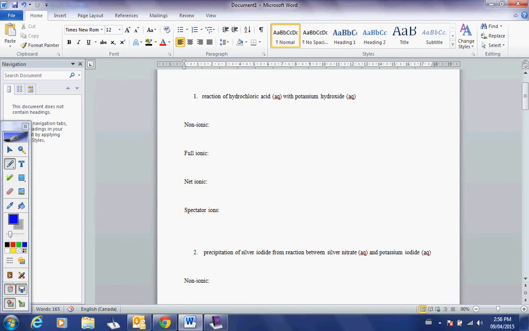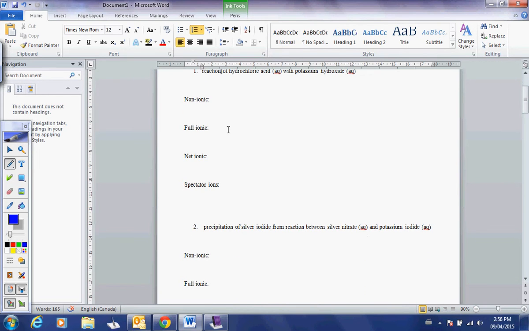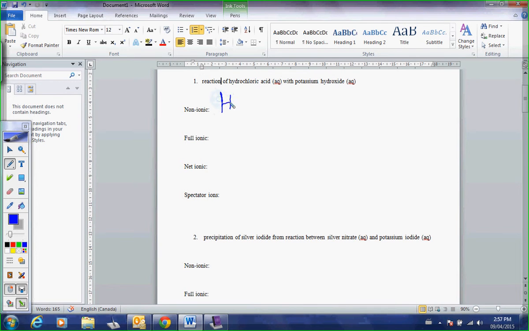Okay. How would I write this? Science 10. The reaction of hydrochloric acid with potassium hydroxide. HCl plus KOH. And what do I get? HOH or H2O and KCl.